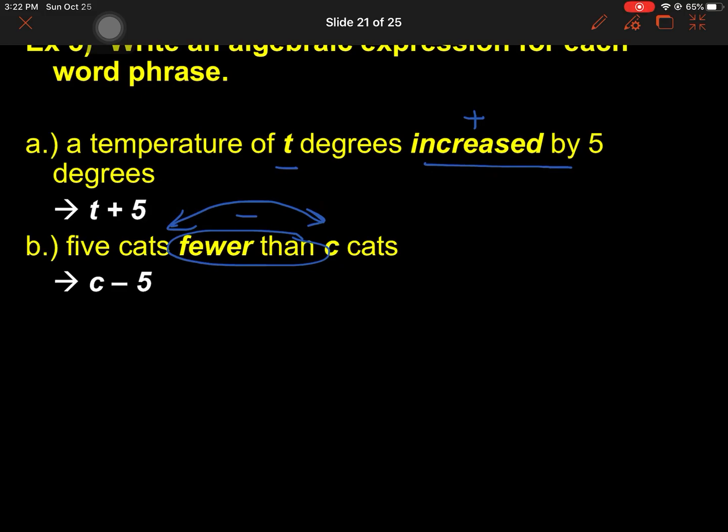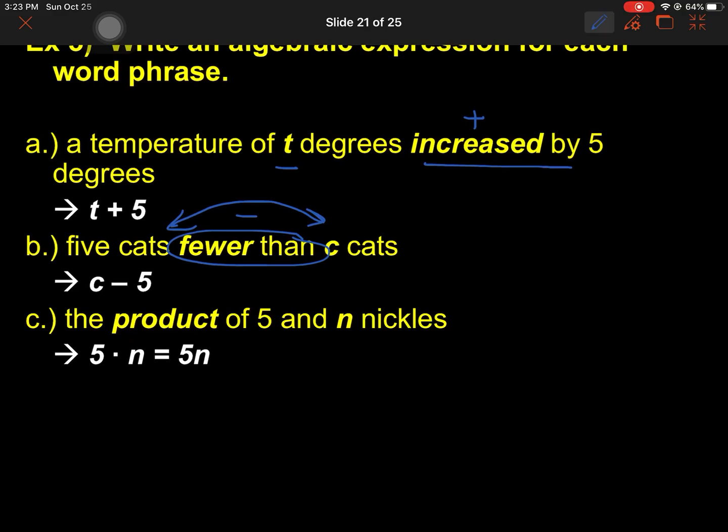But on B, if I flipped it around and I left it as 5 minus C, it would be incorrect. All right, the product of 5 and N nickels. Well, product means multiplication, so it'd be 5 dot N. We're going to avoid, do not use the X. We do not want to use X, and actually this is the one we want. I don't even want to see that equal sign in there anywhere.